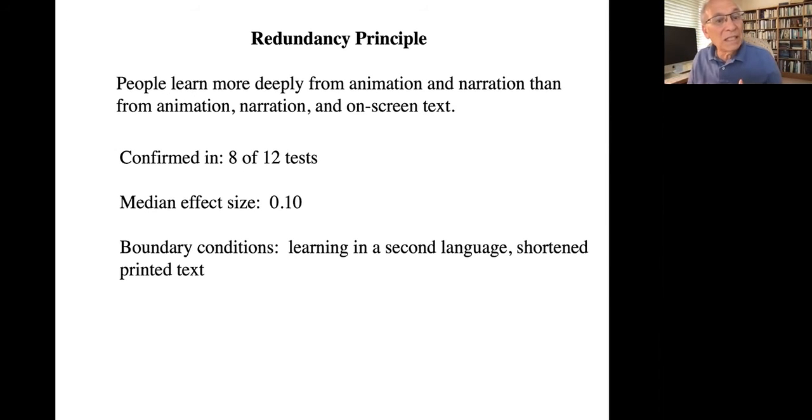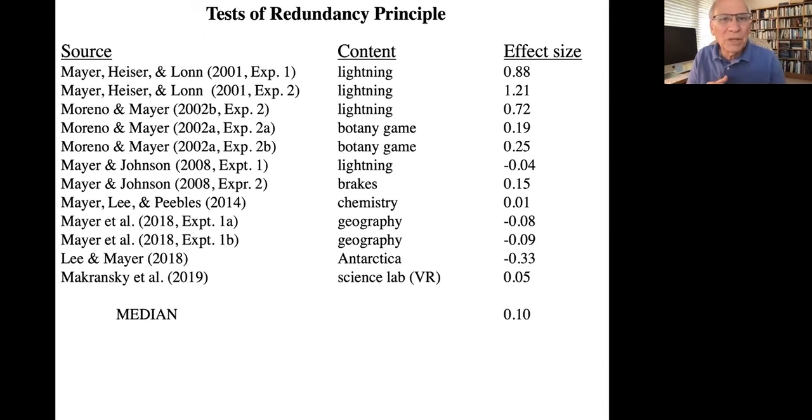The on-screen text is helpful in certain situations. For example, if you're learning in a second language, it can be helpful. If some of the words are highly unfamiliar, even hard to hear because they're just unfamiliar sounds altogether, then it's good to have printed text. And here's some of the studies that look at the redundancy principle.